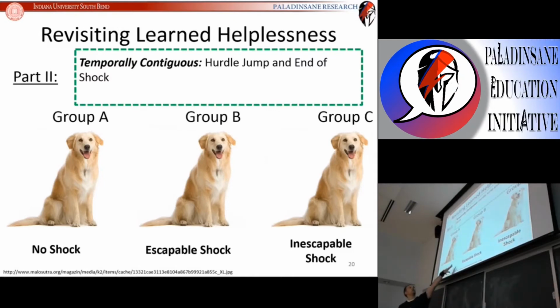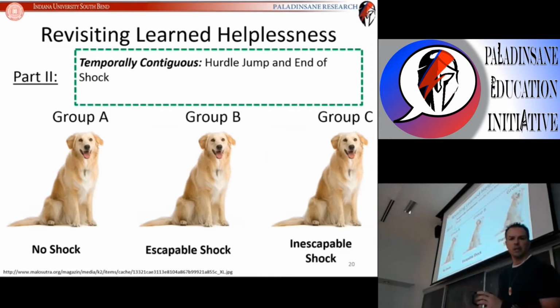For the tone and the shock, we don't have the details on that. If it was something like, beep, and then shock immediately after, that would be highly temporally contiguous. If it was beep, wait, and then shock, that would be low temporal contiguity, harder to learn an association between those 2 events.